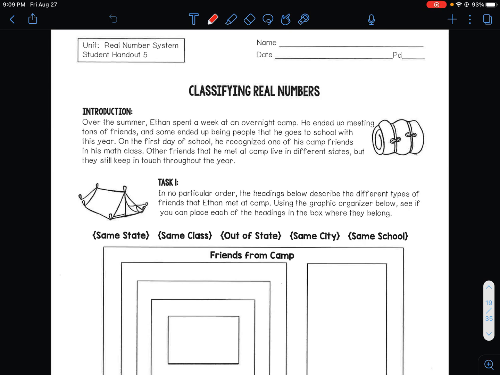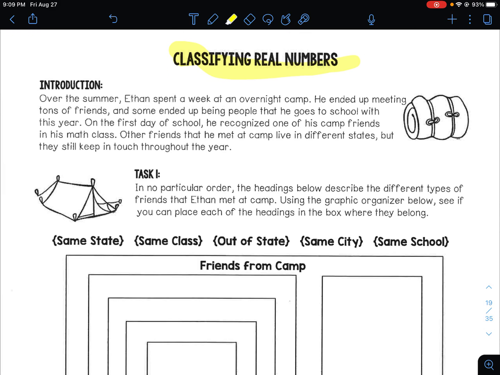In this video, we are going to learn about classifying real numbers. Let's begin.